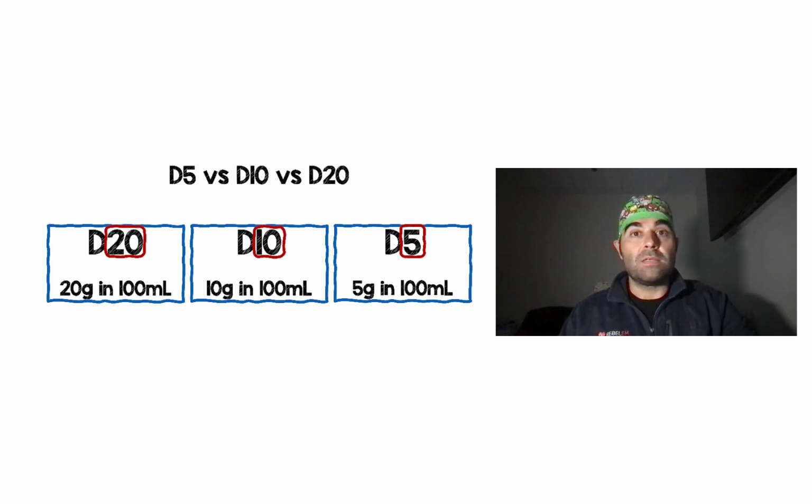So how do we make this simple? Well, you literally take the number in front of the D, so dextrose 5, dextrose 10, dextrose 20, and you put that in 100 mLs. If you take 5 grams of glucose and put that in 100 mLs, that's 5%. If you take 10 and put that in 100 mLs, that's 10%. If you take 20 and put that in 100 mLs, that's 20%, and so on and so forth.